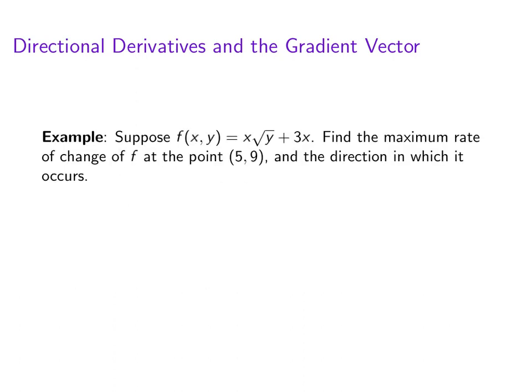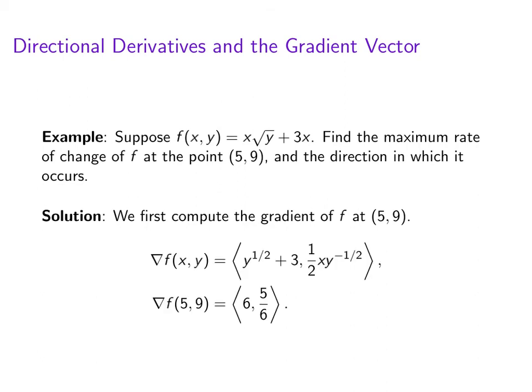All right, as an example, let's suppose we have a function f of x, y equals x squared root of y plus 3x. Let's find the maximum rate of change of f at the point (5, 9) and the direction in which it occurs. First, let's compute the gradient of f at the point (5, 9).